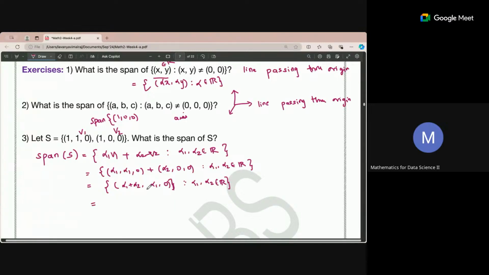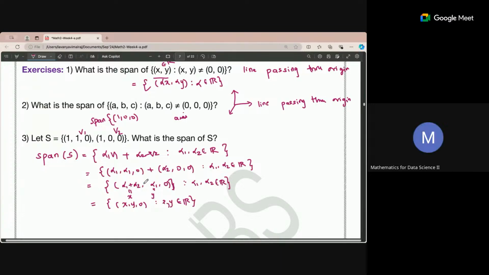Okay, so alpha 1 and alpha 2, alpha 1, 0. So this is a set now. Can I replace this alpha 1, alpha 2 with some x and alpha 1 with y? So I'll simply write this set as (x, y, 0) with x, y in R. Alright?